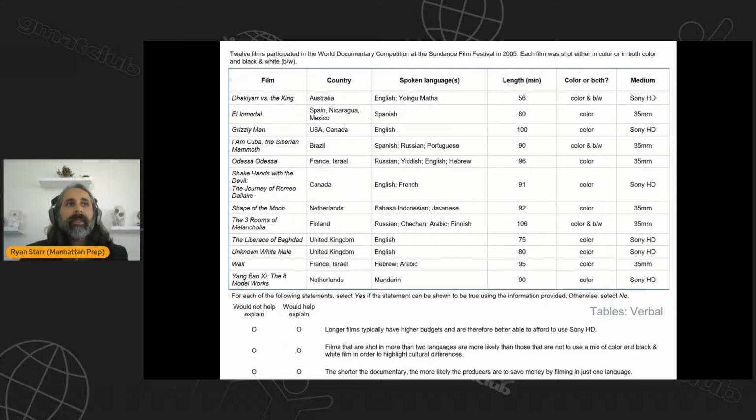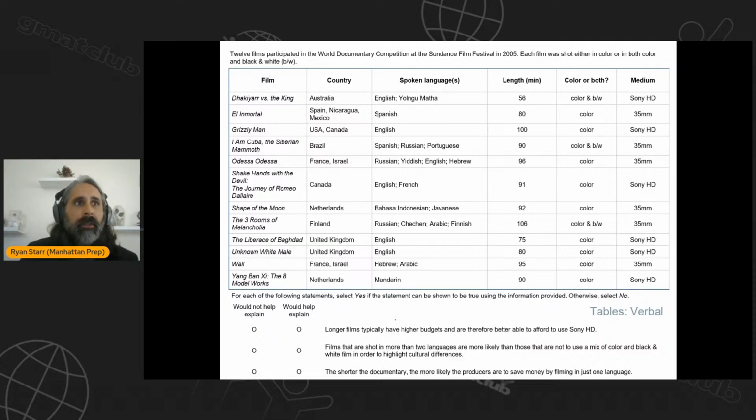First one here, these statements. "Longer films typically have higher budgets and are therefore better able to afford to use Sony HD." And what they're looking for is, would this help explain what we see in the table, or would this not help explain what we see in the table? Right. Again, sorry for the text here, but they'd explain this more clearly in this text.